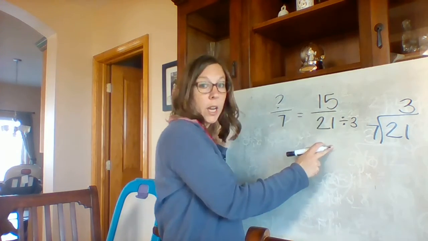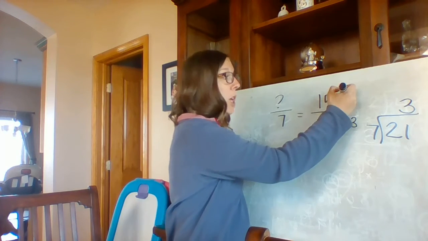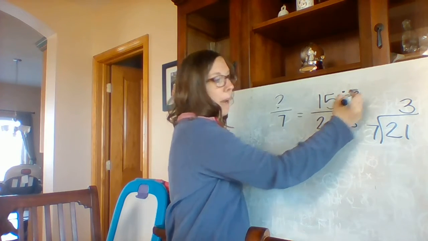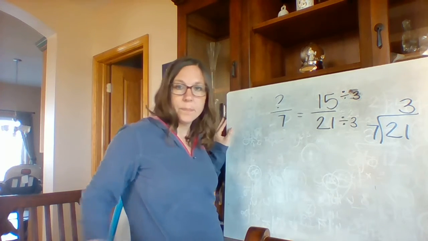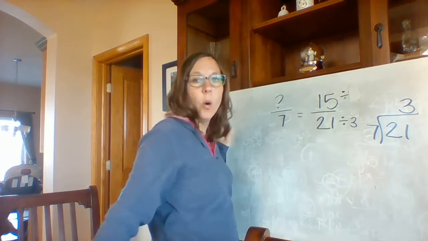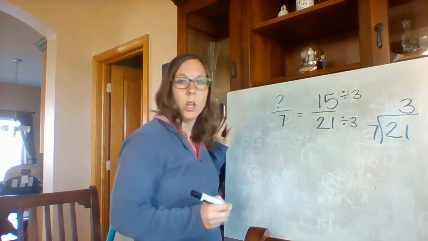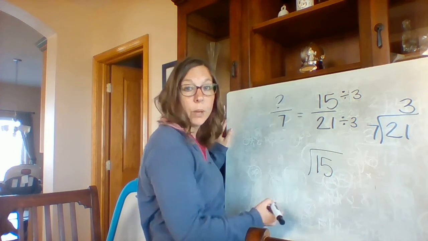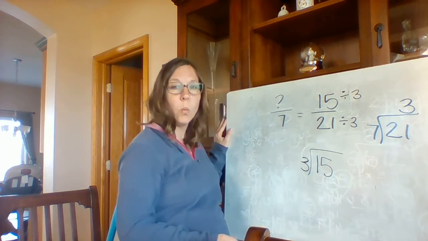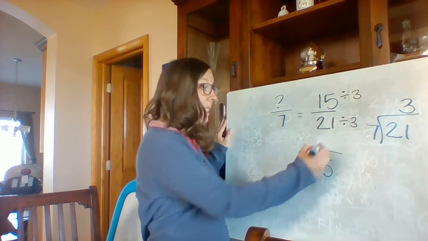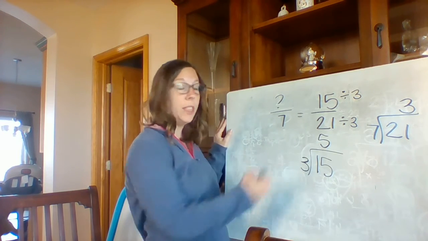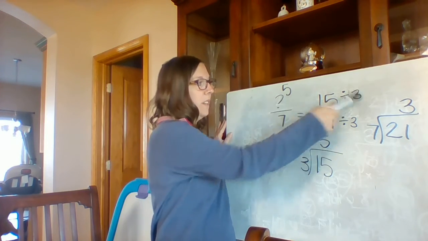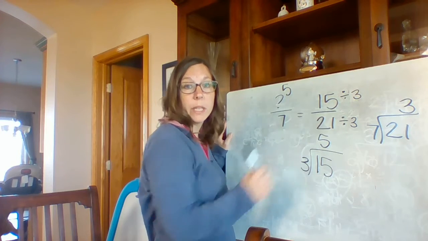So therefore, whatever I do to bottom, I have to do to top. So 15 divided by 3. What's my answer going to be? I have to divide. If I don't know, we're going to come down here and actually solve it. 3 times what gives me 15? 3 times 5 gives me 15. So this number has to be 5. Now I can check it. Is 5 times 3 15? Yes. Is 7 times 3 21? Yep.